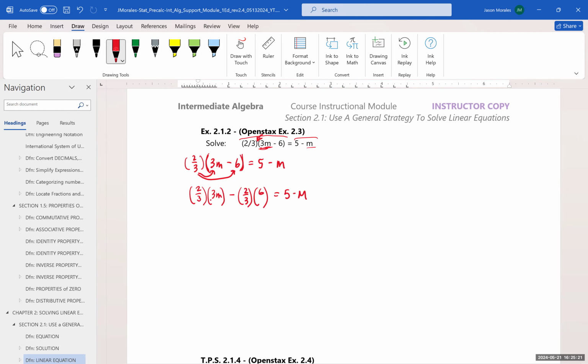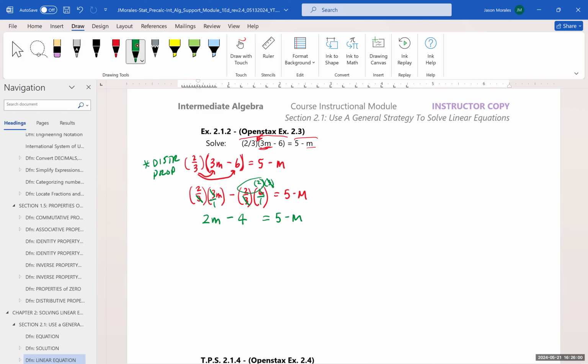So this 3 in front of the m, we could think of as 3 over 1, and this 6, we can think of as 6 over 1. And these 3's will cancel, leaving us with just 2m. And we could think of 6 as 2 times 3, and the 3's will cancel, leaving us with just 2 times 2, so that'll be minus 4. And that's equal to 5 minus m. So here we used the distributive property.